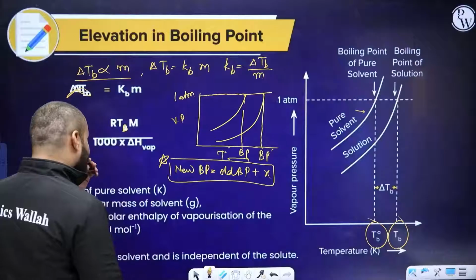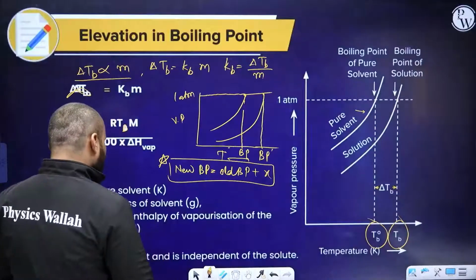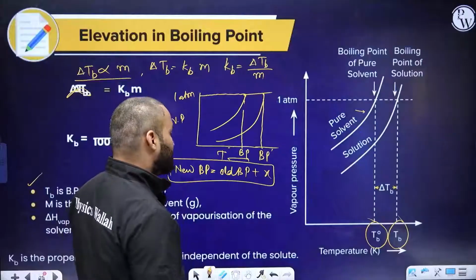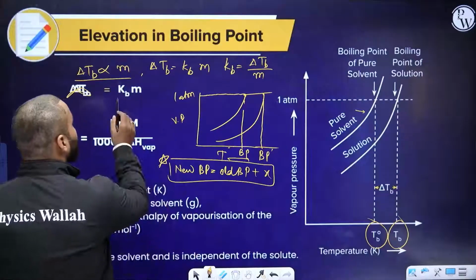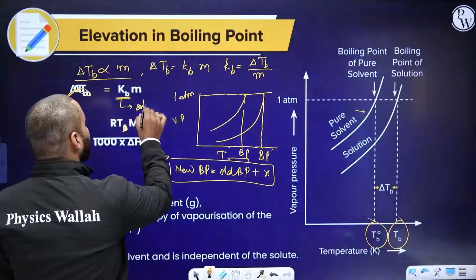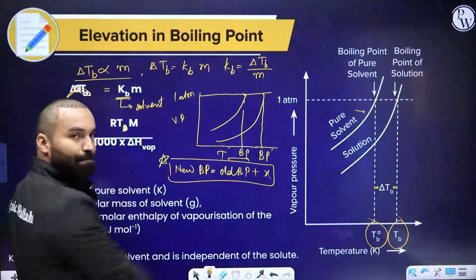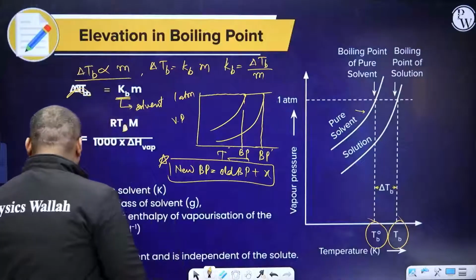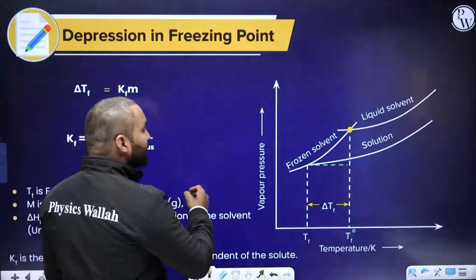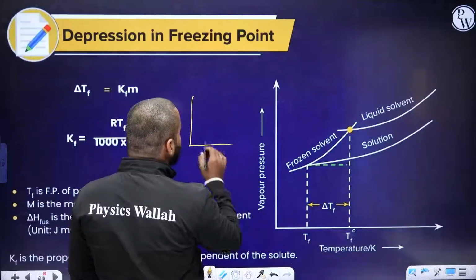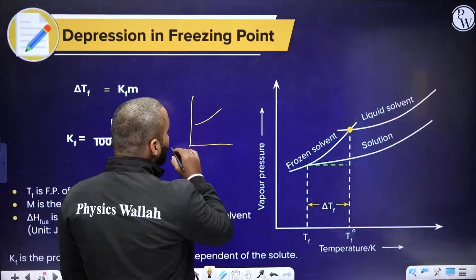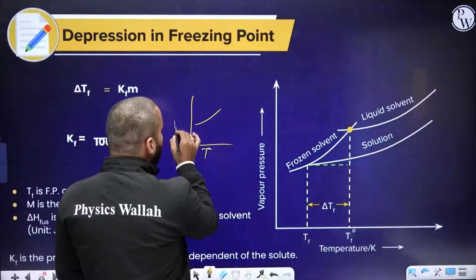Now you should know that the Kb is something which is a property of the solvent, and it will be totally independent of the substance added into it. So it becomes a property of the solvent. Okay, good. Now we have depression in the freezing point. Again, delta Tf. Suppose I draw this kind of line once again here. This is my temperature versus pressure curve, the vapor pressure curve.